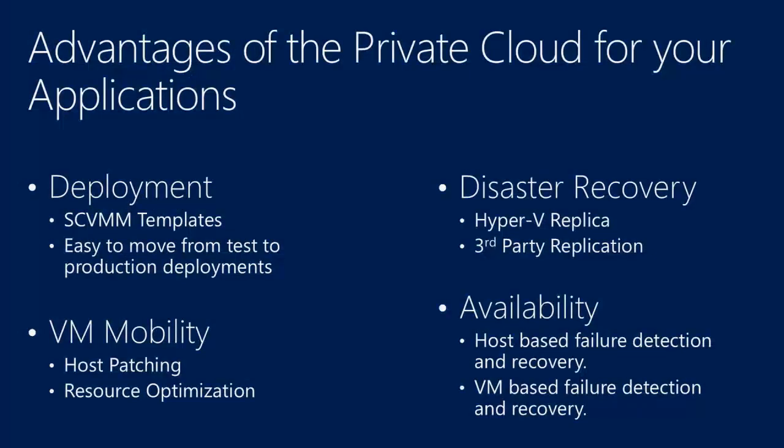So when we're talking about the private cloud in deployment, one of the things that makes it really nice for your applications is the templates that SCVMM has. You can take a virtual machine and an application, generalize it so you can deploy multiple versions of the same thing, and they end up with unique IP addresses and machine names. It makes it very easy to take one instance and deploy it over and over.